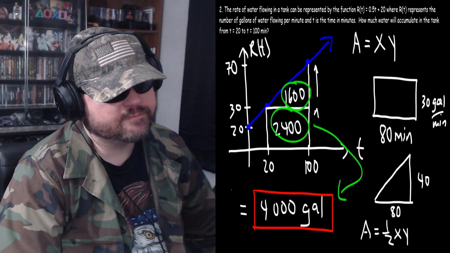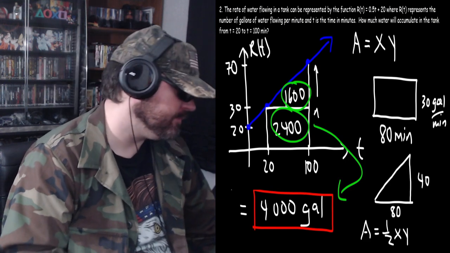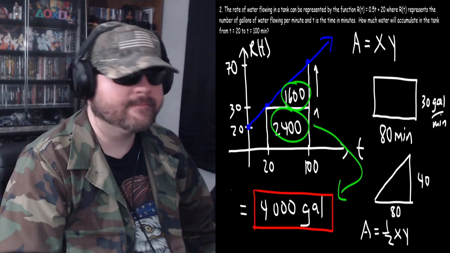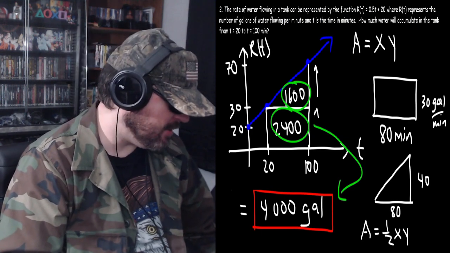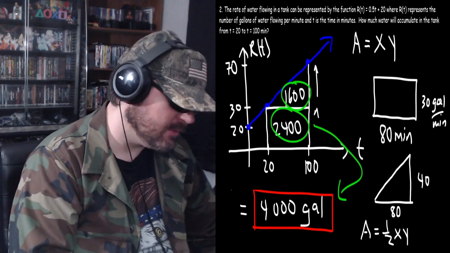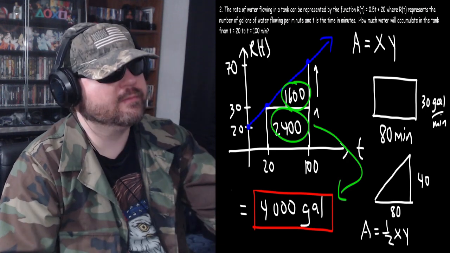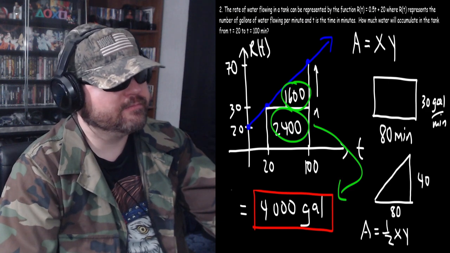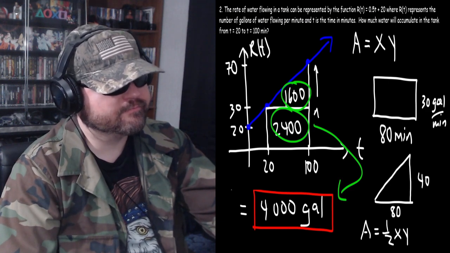And so that's how much water was accumulated in the tank in those 80 minutes. It's 4,000 gallons of water. It doesn't represent the total amount of water in the tank, but it represents the change in the volume of water in the last 80 minutes.